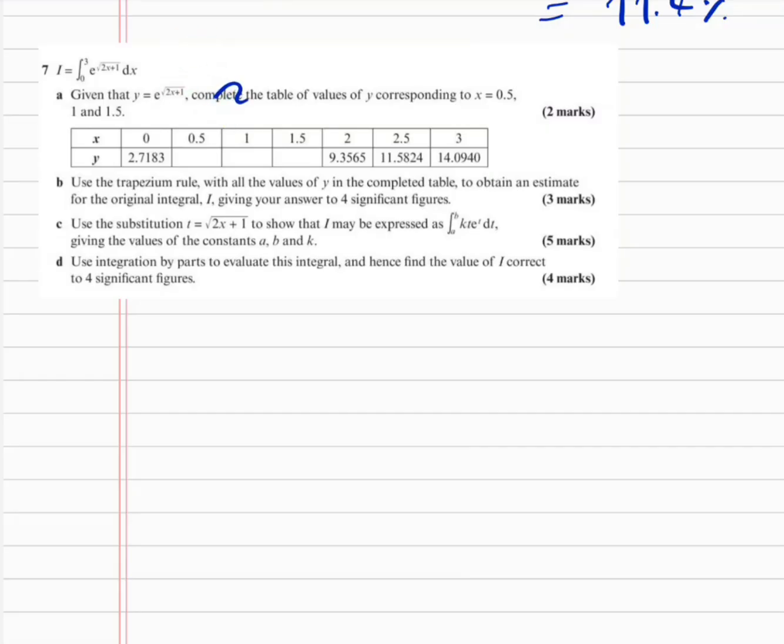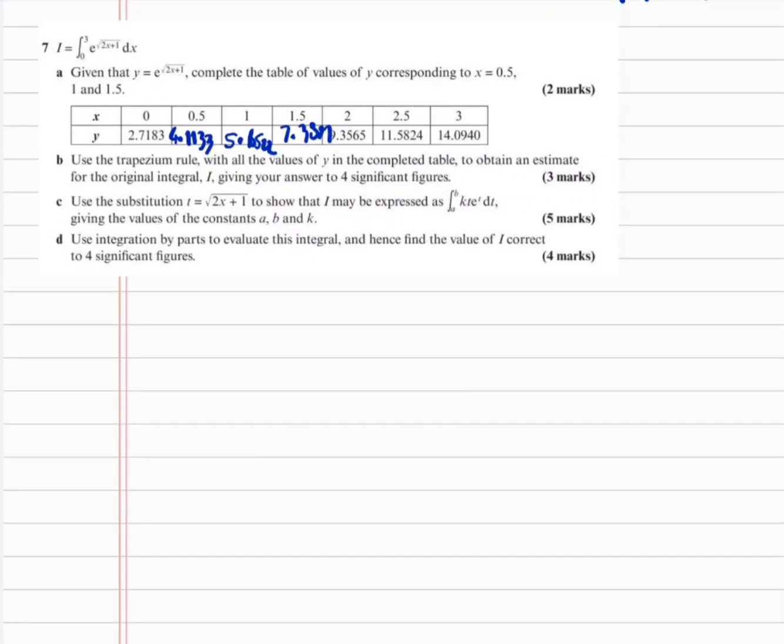So 0.5 gives us 4.1133, and then 1 simply gives us 5.6522, and 1.5 finally gives us 7.3891.